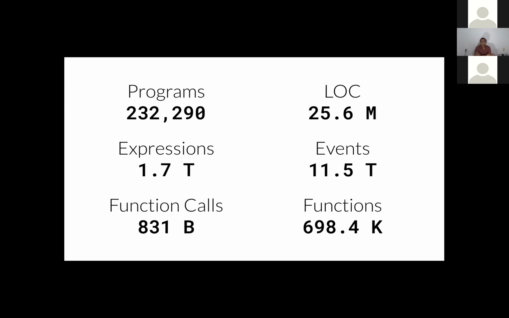In the 232,000 programs that we traced, we observed 1.7 trillion expression evaluations, which generated 11.5 trillion events. There were 831 billion function calls to 698,000 R functions. To investigate the use of laziness, we had to keep track of each of these promises. We had to track the function that created these promises, when and where they were forced, their interaction with metaprogramming and reflection facilities of the language, and numerous other details. So now I'm going to describe the infrastructure we developed for addressing this challenge.